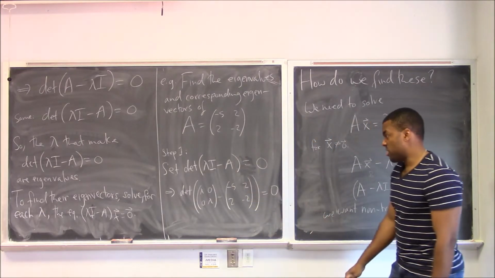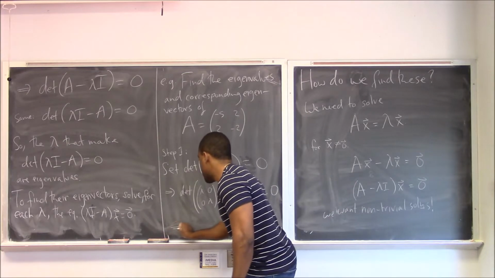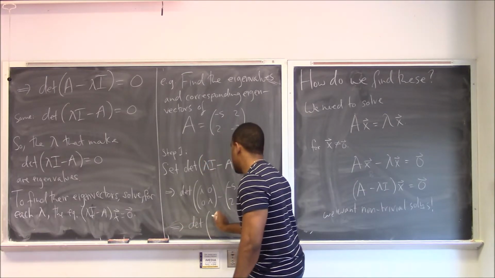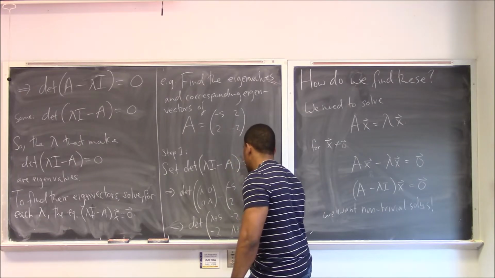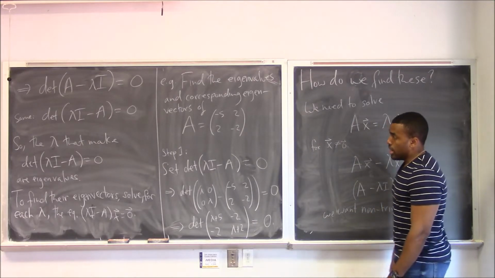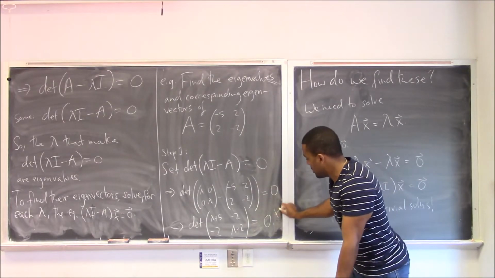I want the determinant of that matrix to be 0. This means this is the determinant of lambda plus 5, minus 2, minus 2, lambda plus 2. I want the determinant of that matrix to be 0, right? Now ultimately you can kind of jump to this step.